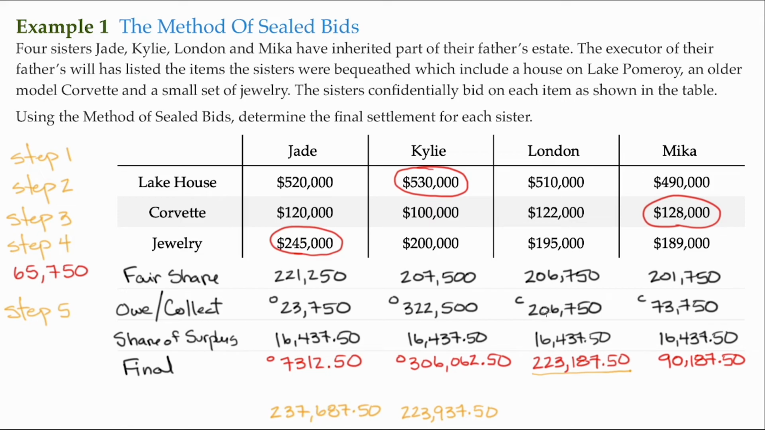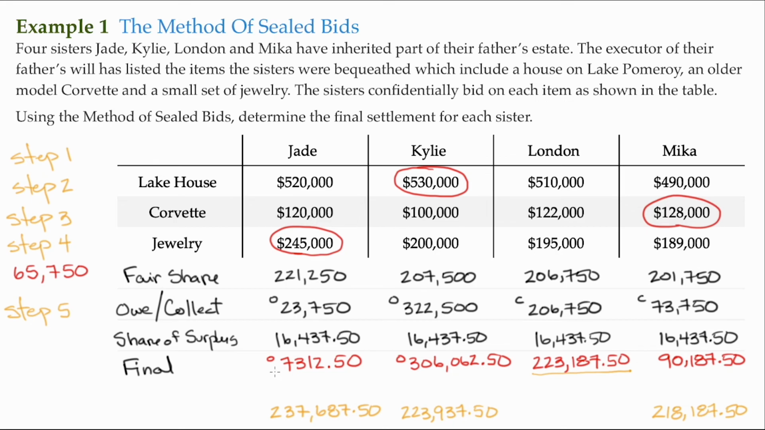And finally, if we take the $90,187.50, add that to the $128,000 that she's getting for the Corvette, Mika ends up getting $218,187.50 when she really only expected to get a fair share of $201,750. So everybody's getting more than what their fair share actually was. So they're all happy.